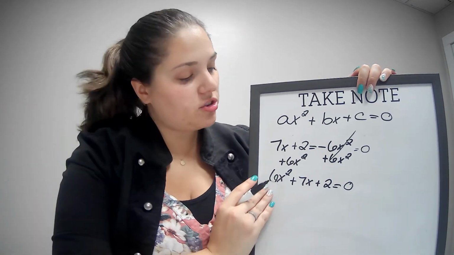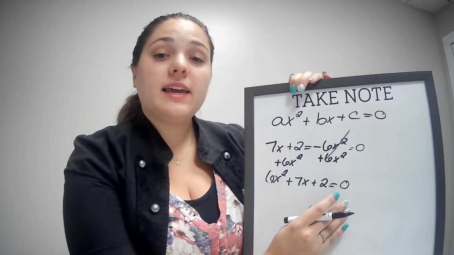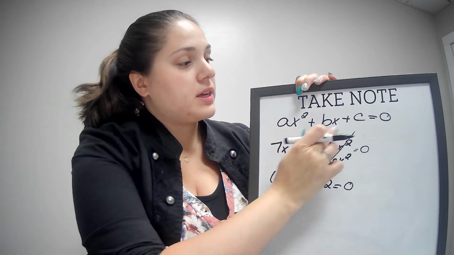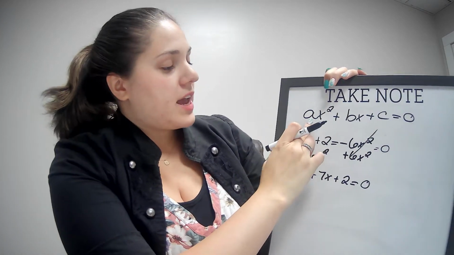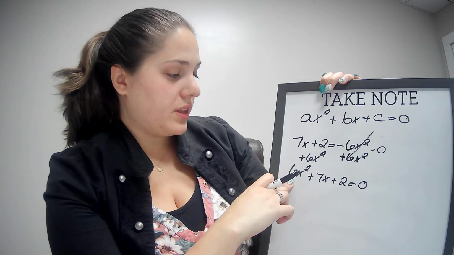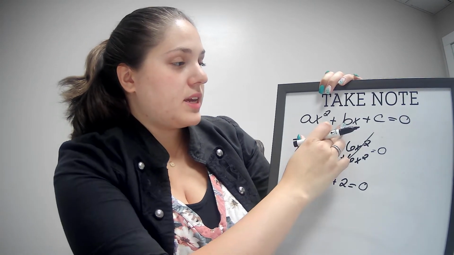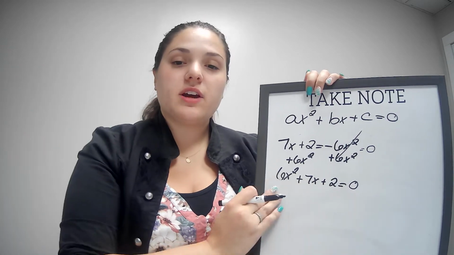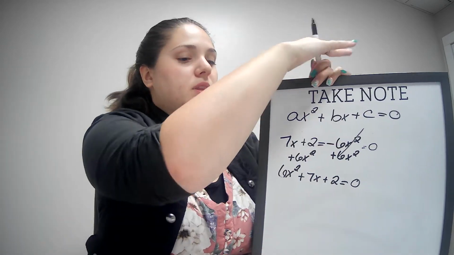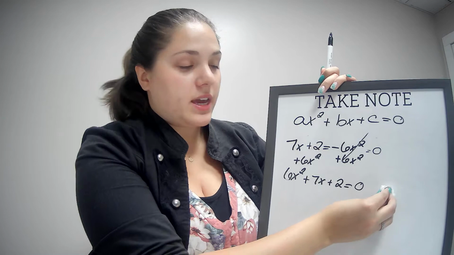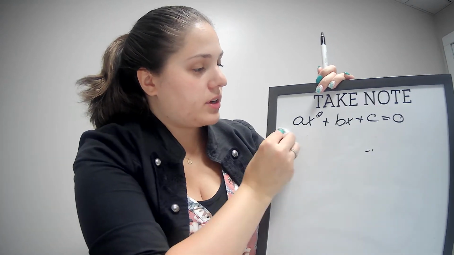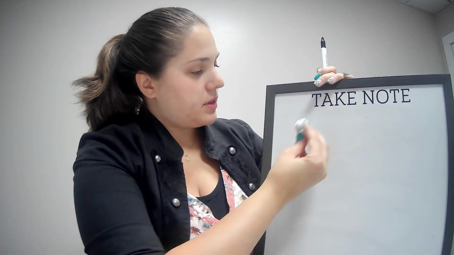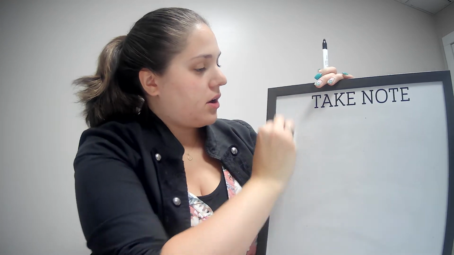Absolutely. This equation is now in standard form, and you can now label your A, B, and C. So what is our A? Yep, 6. Our B is 7, and our C is 2. So now we have labeled these here. Let's go on to another equation, something a little bit harder.